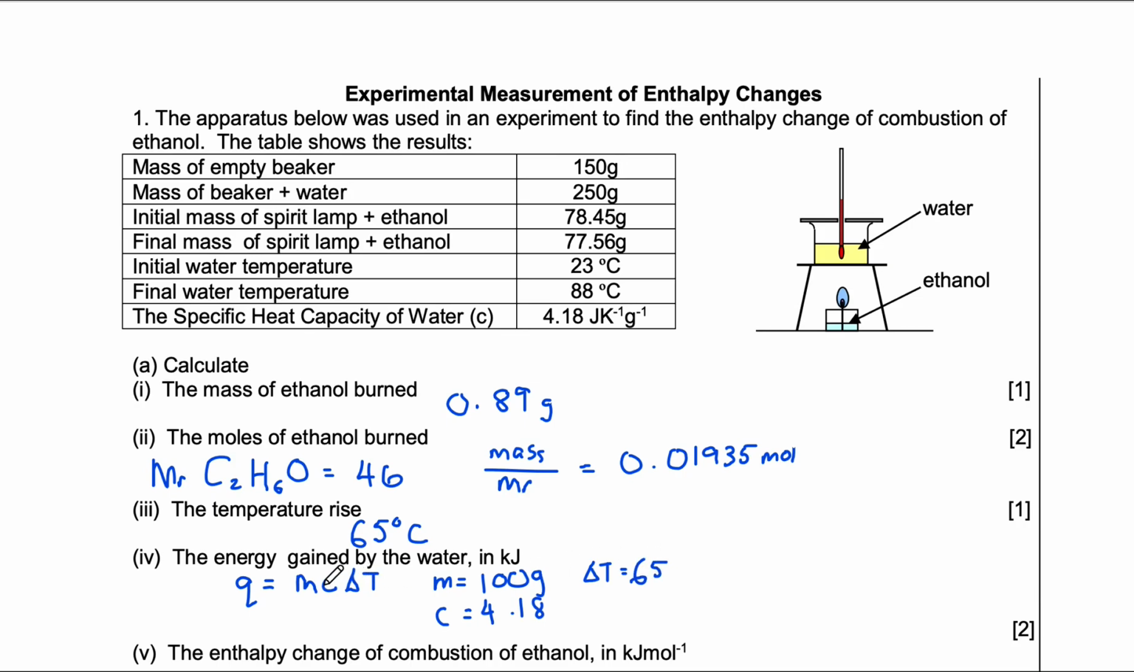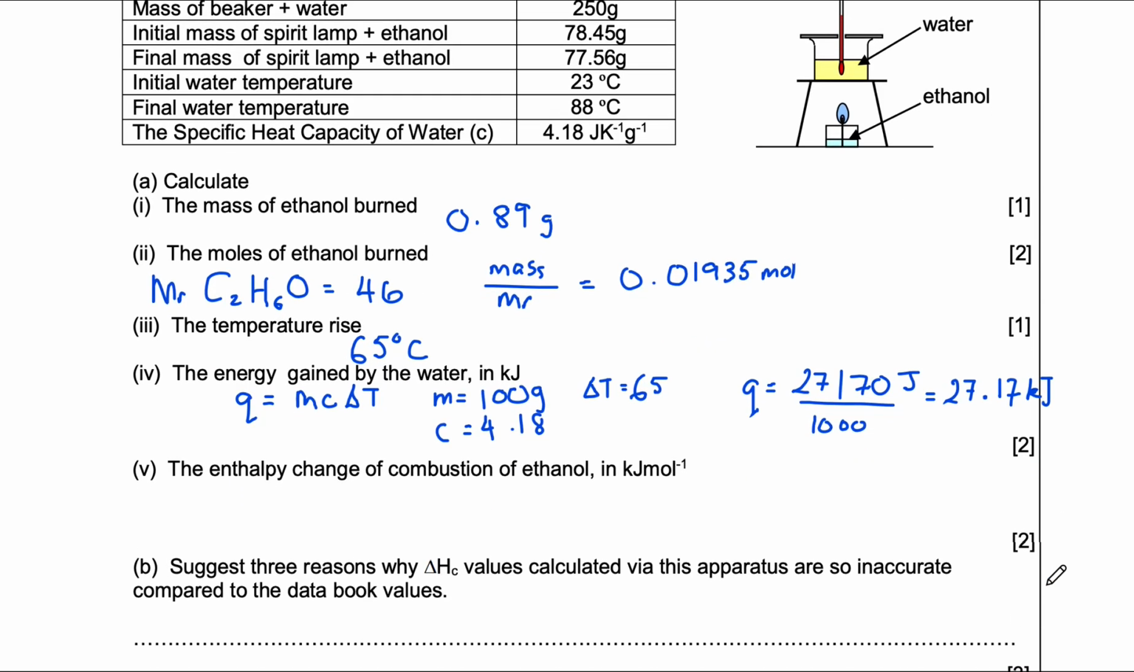To work out Q, I'm going to do 100 times 4.18 times 65, and I get a value of Q as 27,170, and this is in joules. They're asking us to calculate it in kilojoules, so to convert this number into kilojoules, I'm just going to divide it by 1,000. That then gives me 27.17 kilojoules.